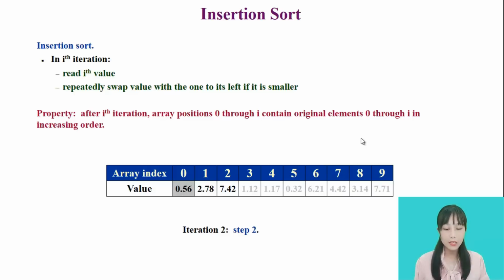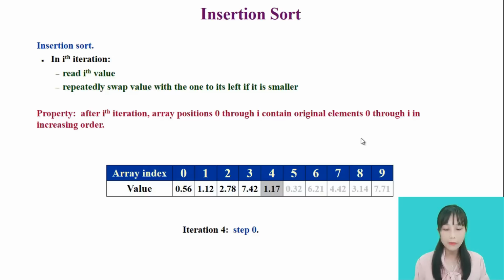Continue. Iteration 3, 1.12. Step 0. I notice that 7.42 is greater than 1.12. I will swap it. Continue. Step 1, 2.78 and 1.12. I will swap it. Step 2, no swap.